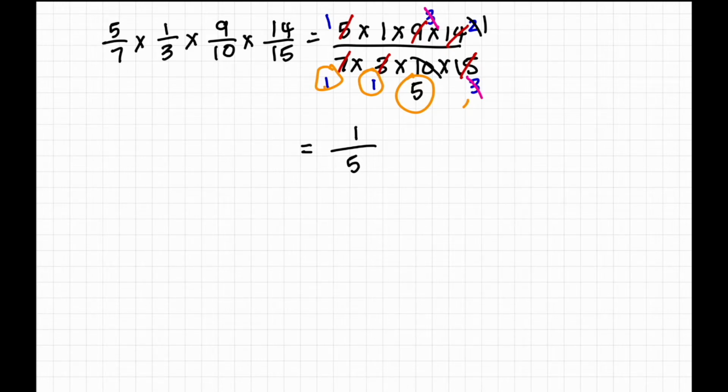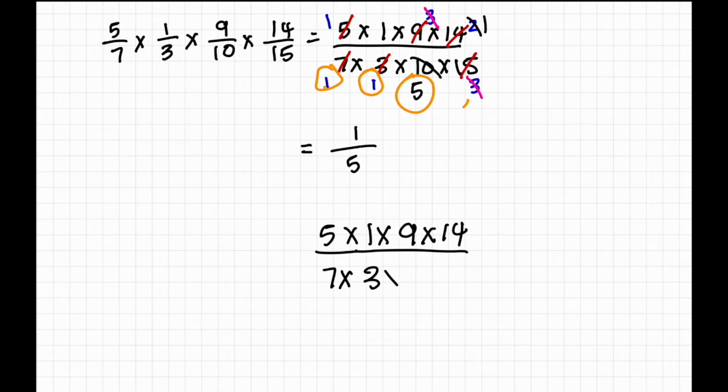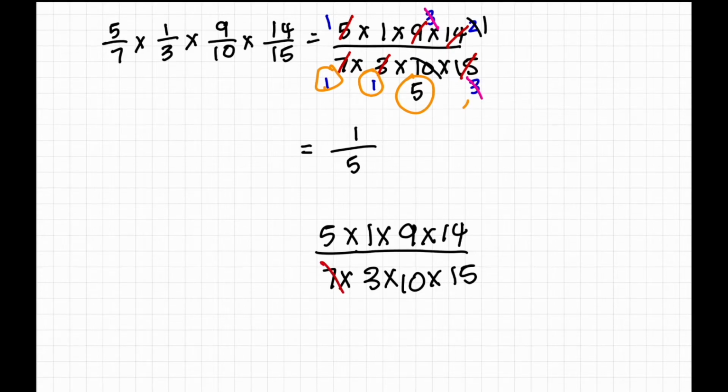And if you're asking why we could multiply again or cross out again after we cross this out, it kind of looks messy right now, so I'll rewrite it. 5 times 1 times 9 times 14, and then 7 times 3 times 10 times 15, right? So first we did 7 times 14, and that was 2, right?